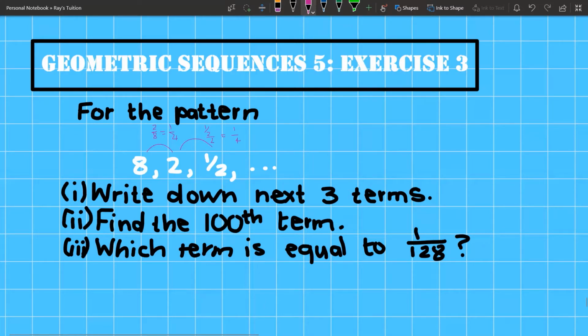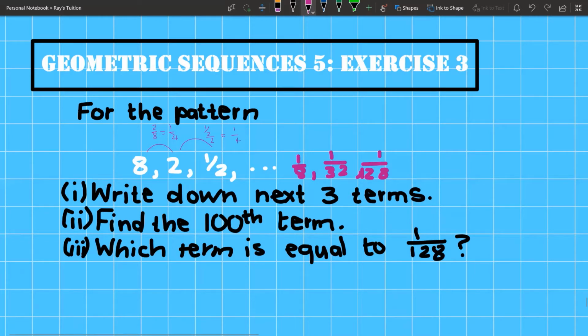So the next term, 1 over 2, will become 1 over 8. And then multiplying that by 1 quarter, we get 1 over 32. And multiplying that also by a quarter, we get 1 over 128. Okay, so that's the next 3 terms. Then it says find the 100th term.